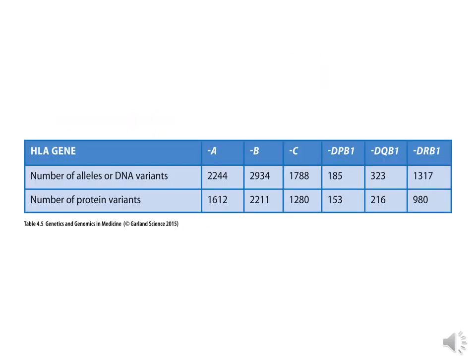This table shows statistics for the 6 most polymorphic HLA loci. Data were derived from the European Bioinformatics Institute's IMGT/HLA database. You can see that a wide number of alleles, or DNA variants, give rise to an increasingly large number of protein variants in each case.